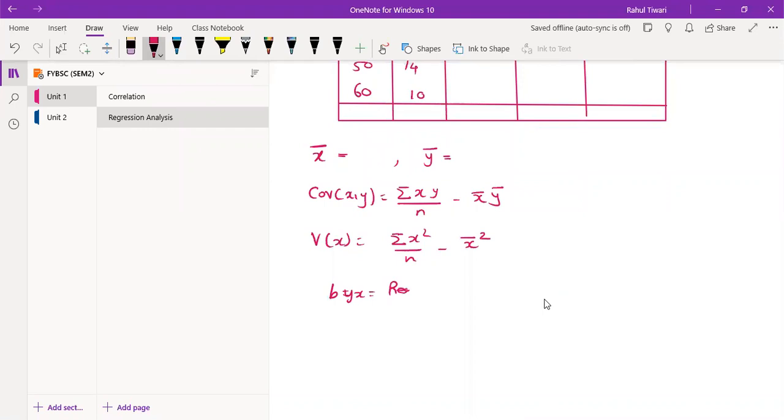Sir, x bar is 37.5. X bar is 37.5. Very good. Y bar is 15.83. Correct. So you take up to 4 digits always, right? We take the answer always to 4 digits. And the covariance you can calculate, minus 43.7487.